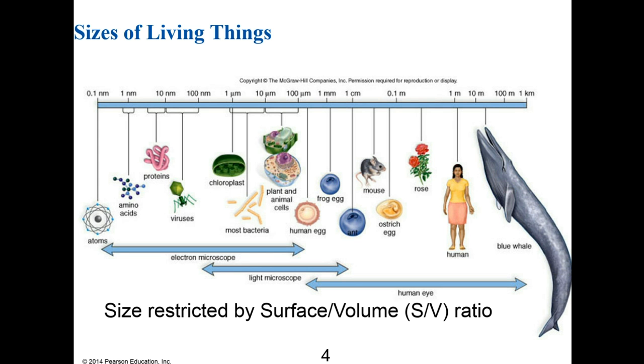cell membrane. This slide shows several different types of cells and where they fall in terms of their size range and the type of microscope or equipment needed for viewing. Notice that the light microscope that we use in class can be used to view plant and animal cells, the human egg, a frog egg, some bacteria, and some organelles such as chloroplast and the nucleus. Most of the organelles that you will learn about in this chapter, however, cannot be viewed with the light microscope. In order to view viruses and proteins and amino acids and atoms, we need the electron microscope.